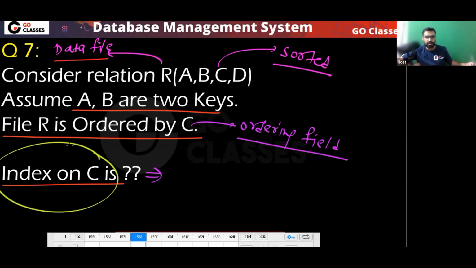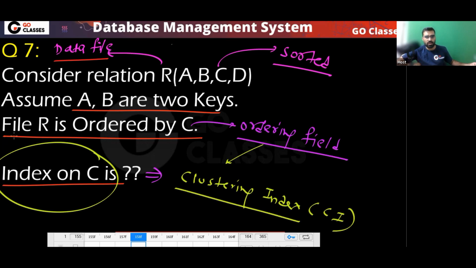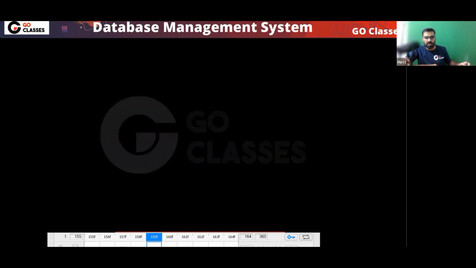So if you create an index on the ordering field, that will be called a clustering index. This index is called a clustering index. In short, you can write it as CI. It is called a clustering index because this is an ordering non-key field. Very good. On the ordering non-key field, if you create the index, that index will be called a clustering index. So this is your question number 7.